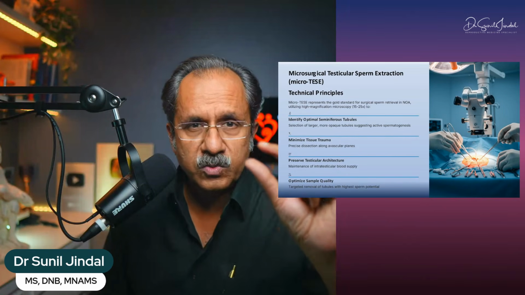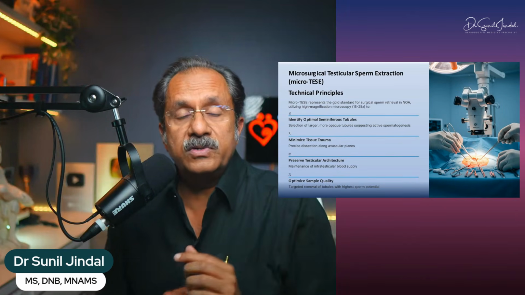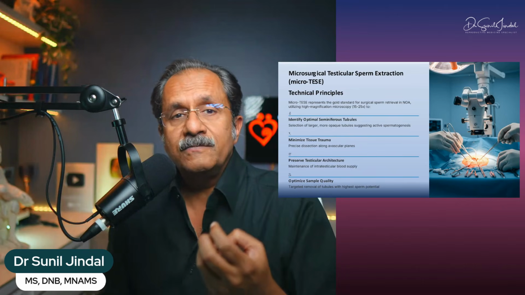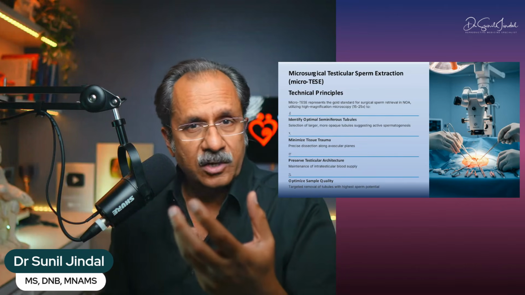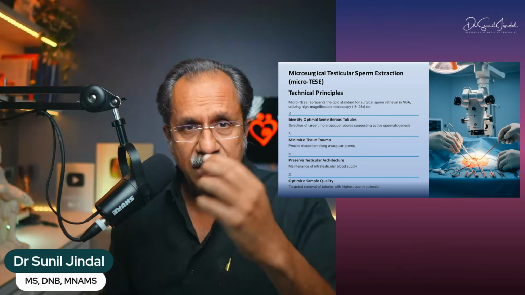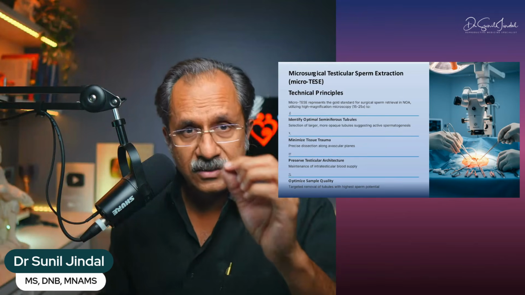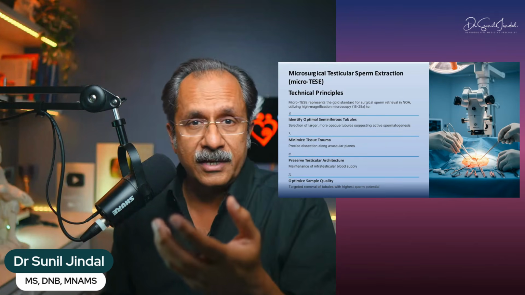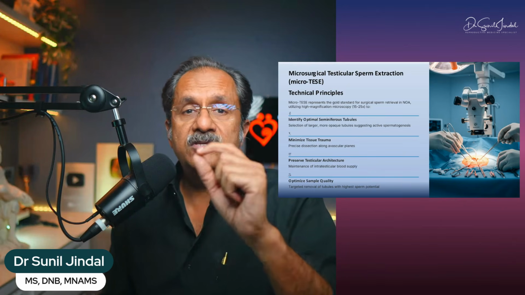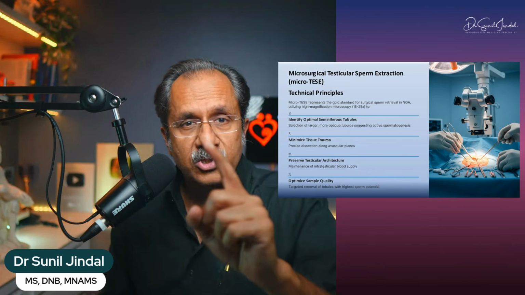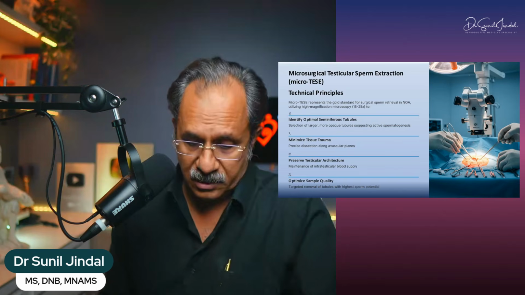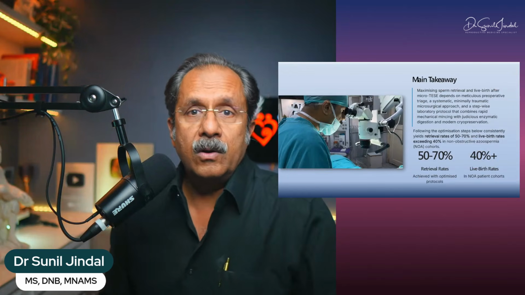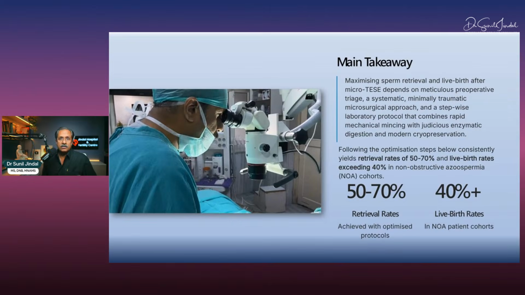Now these small seminiferous tubules, because we take them out from different areas, the chances of getting sperms are more, because we see with our own eyes the seminiferous tubules, we know the area to take it out from. And since the quantity is less, testosterone goes down less. This is very important.